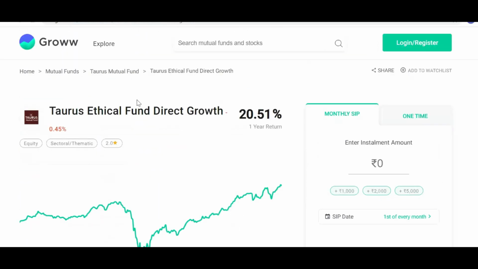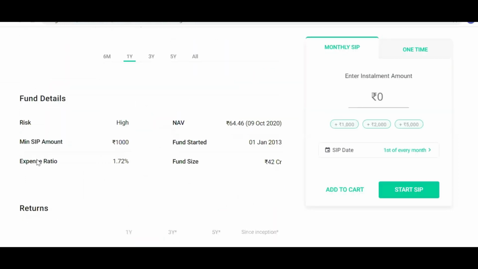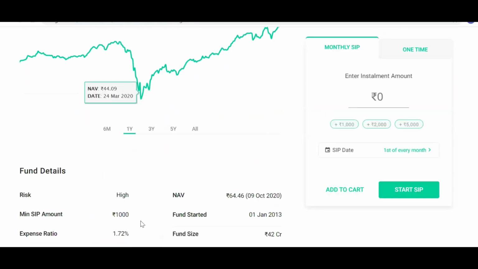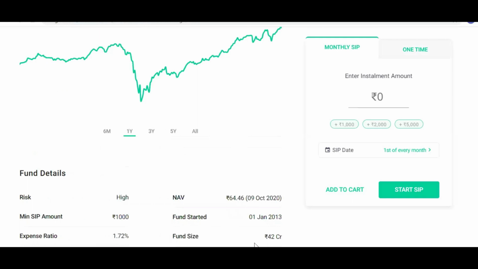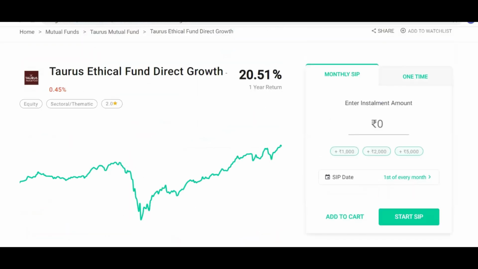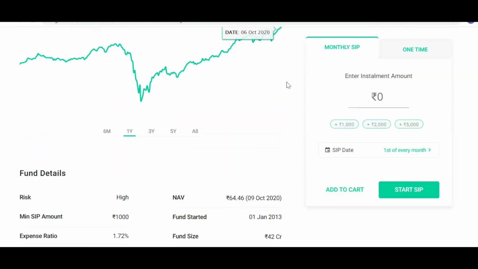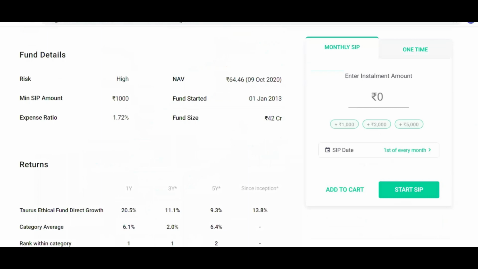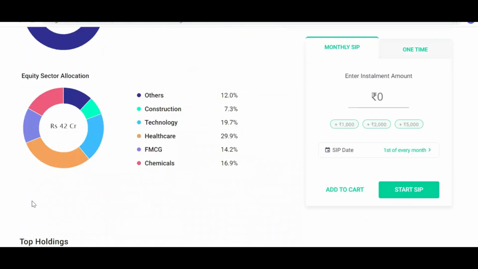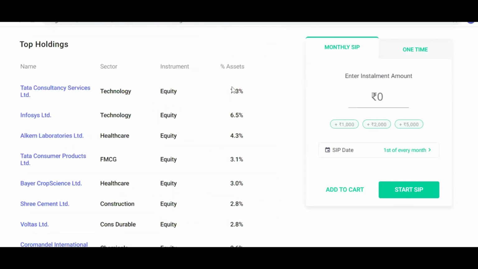Okay, next fund is going to be the Taurus Ethical Fund Direct Growth. So past 1 year this has provided 20% returns. Okay, so from the return perspective, it is a very good return, but it has a very small fund size. Okay, so maybe it's a very new one, so that's why. And it has provided at least 20% returns in the past 1 year. Okay, so this is another fund, and here also they have these top holdings. So you can see it's almost the same companies which they are following, because they are taking the same companies from the Sharia index, so it's almost the same.